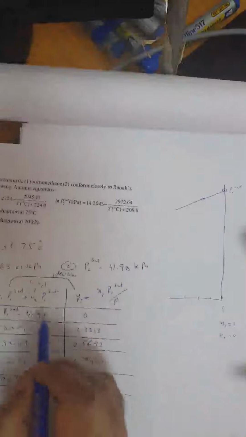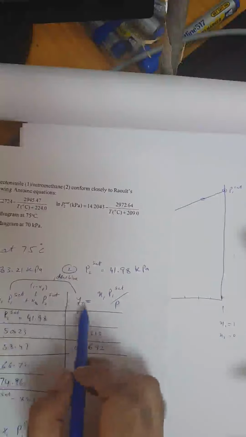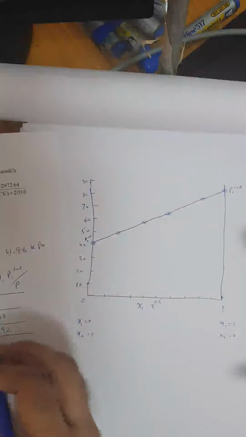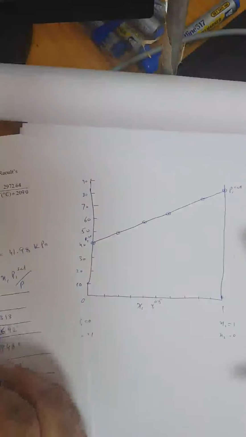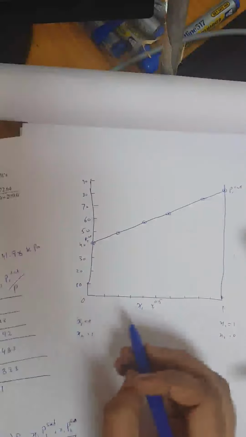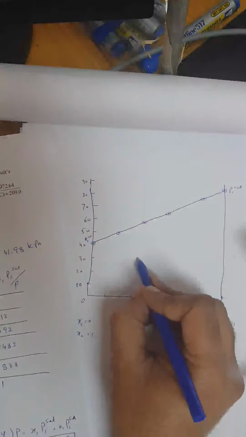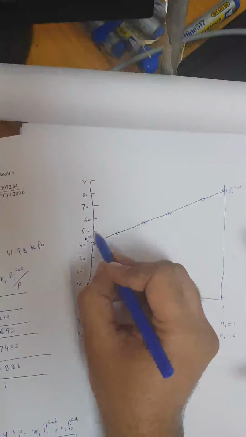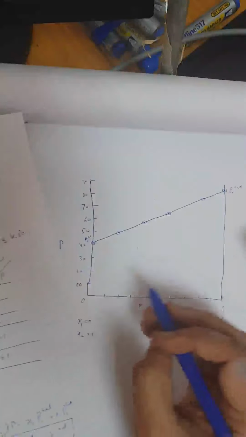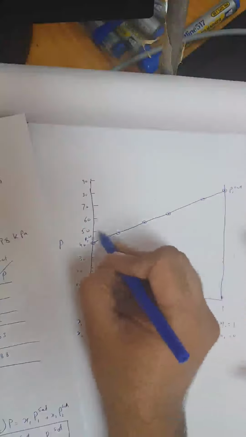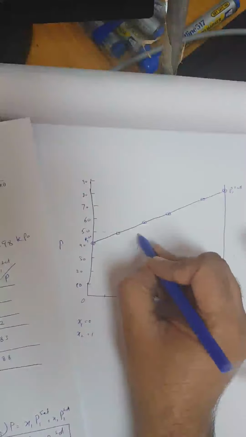Now we need to plot the dew line. Y1 versus P. So 0, 0. So we have 50.33. So 0.2, 0.1, 0.2, 0.3, 0.33. Go up. And we have 50, 50. So go up. We got a point here.